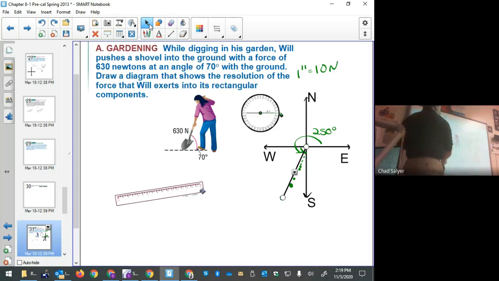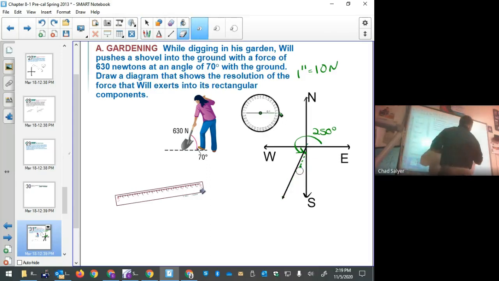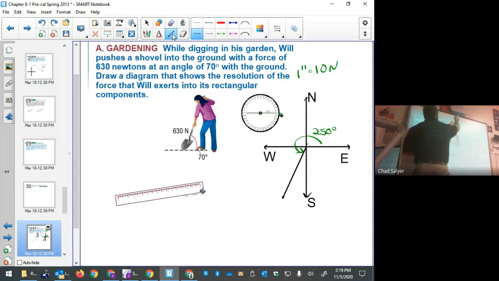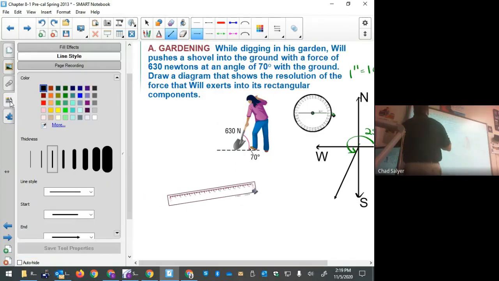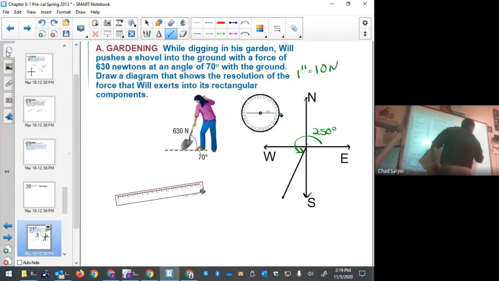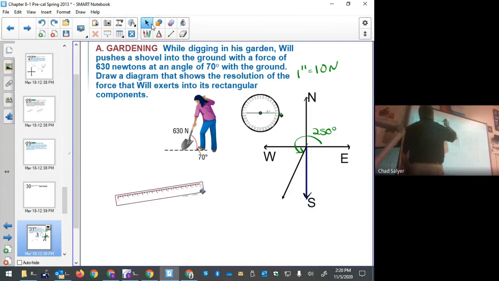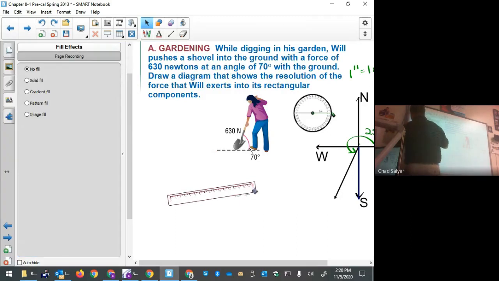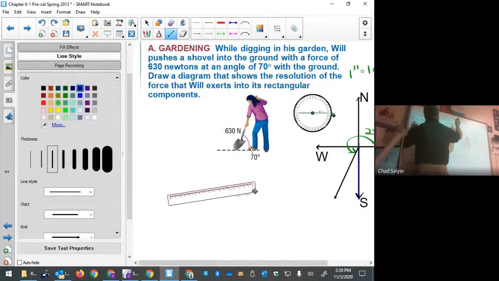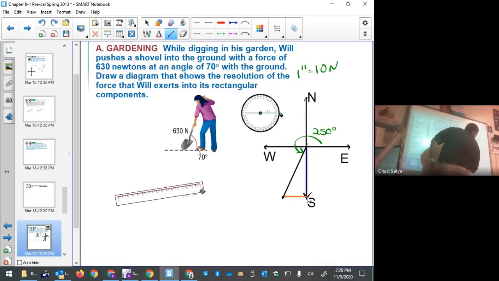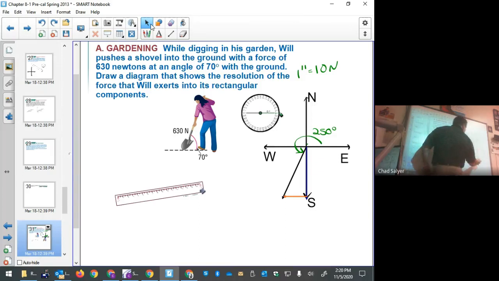Its rectangular components are going to be, let me change the color here. First of all, this is the y component. It's how far it goes downward. And then, let's see. Guess I got to go back to this first. We'll do orange this time. And this is the x component, how far it goes left to right. So those are the rectangular components.